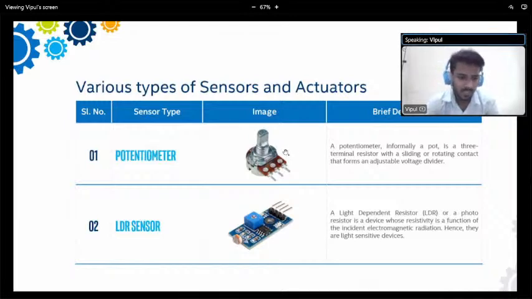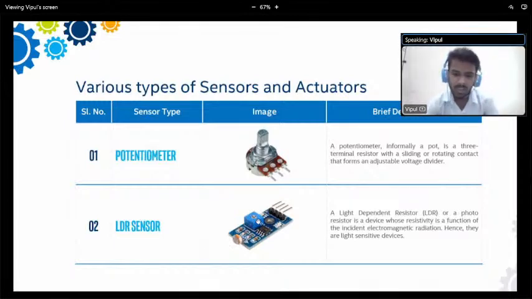Okay, so the next sensor is, what is this? This is an LDR sensor. In the last session, we already talked about this LDR sensor. So what is this sensor? It is a light dependent resistor whose resistance varies according to the light falling on this orange colored object. This is called the LDR component, and this is called the module. We can control the resistance value of this LDR by using this potentiometer here.